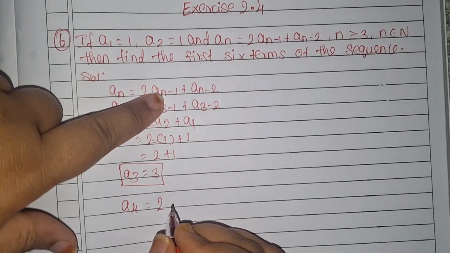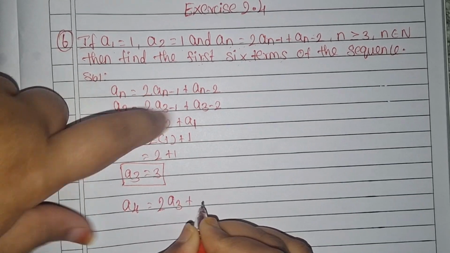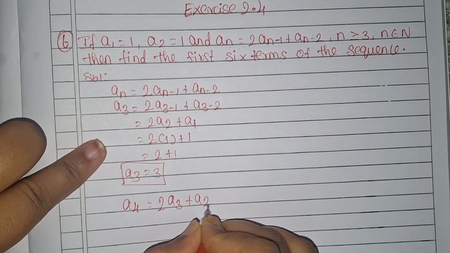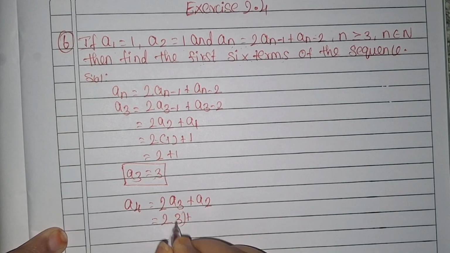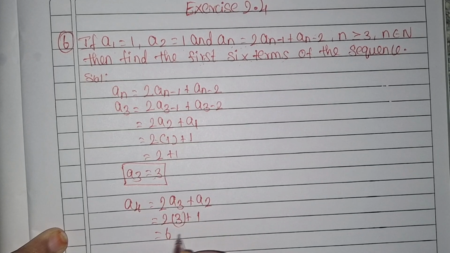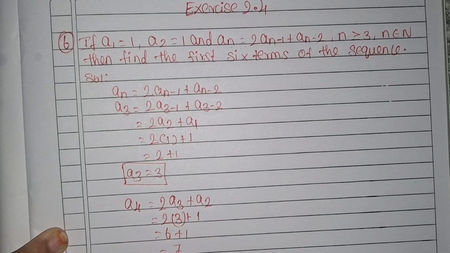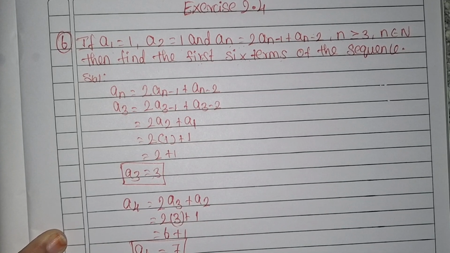Applying for 4: 4 minus 1 is 3, a3, plus a4 minus 2 is 2, a2. 2 into a3 value 3, plus a2 value 1. 3 2s are 6, plus 1 is 7. a4 value is 7. Next, a5.